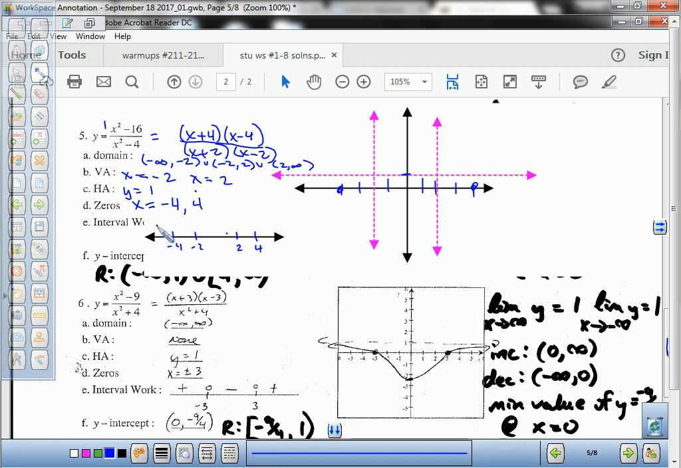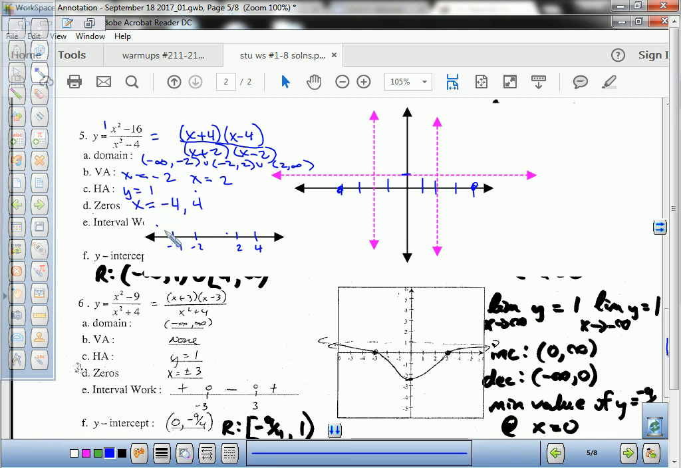Positive, minus, positive. Once you find the first one, can't you just alternate? No, John, you can't assume, because what can happen? It bounces. Like if it has a double root, then it'll bounce back.